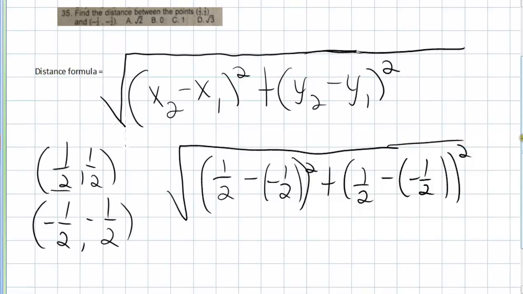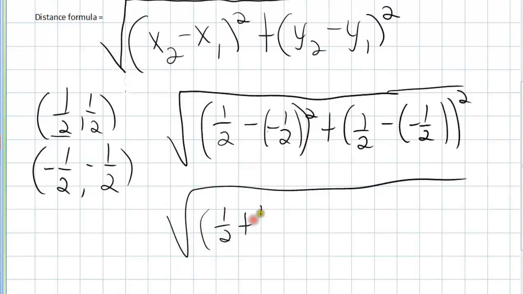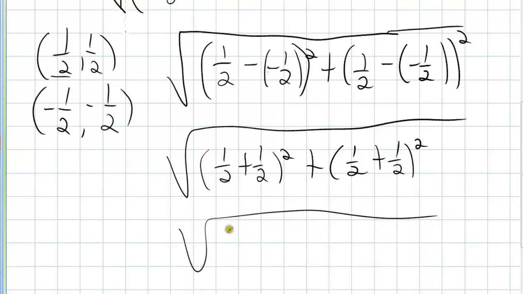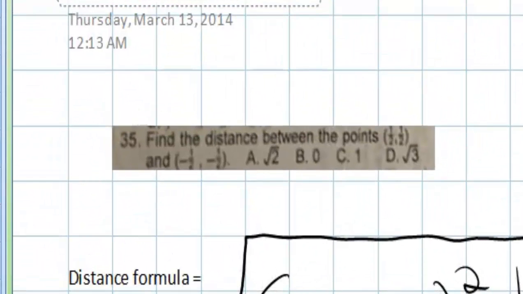And so you'll see here what I was trying to tell you. Here's two negatives, and so that makes our case a positive. So 1/2 plus 1/2 squared plus 1/2 plus 1/2 squared. And so now we have, well, 1/2 plus 1/2 is just 1, and that's squared plus, again, 1/2 plus 1/2 is 1 squared. So now we have the square root of 2. And so that would be our answer.